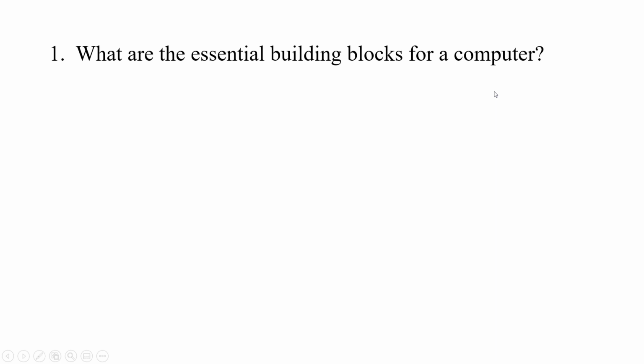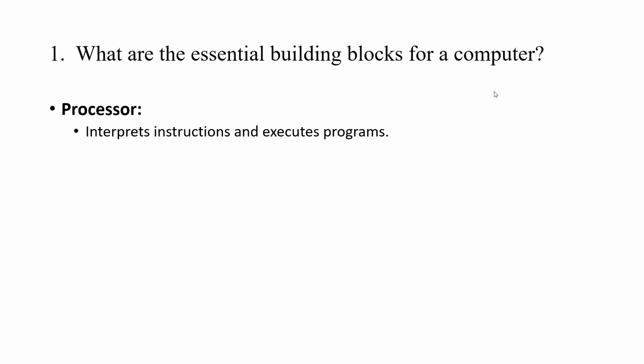So what are the essential building blocks for a computer? There are three different things. There's a processor. This processor, the CPU, interprets instructions and executes programs. It uses the ALU and the control signals to implement the fetch, decode, and execute cycle.